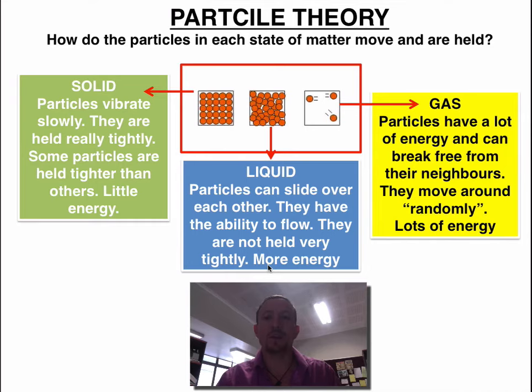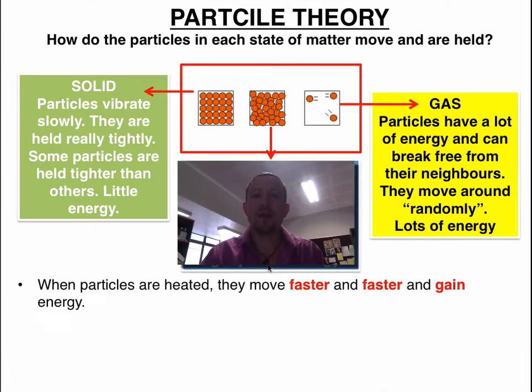So we go from solid, little energy, liquid, little bit more energy, and gas, huge amounts of energy. And there are specific points at which a solid will turn into a liquid will then turn into a gas. Now, obviously, the faster a particle moves, the more energy it's given.